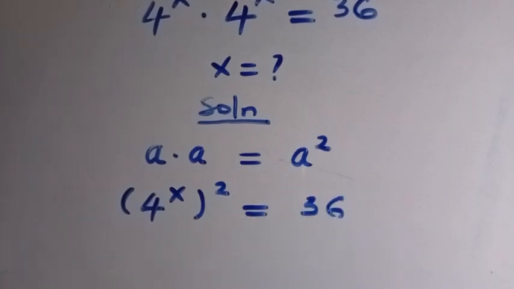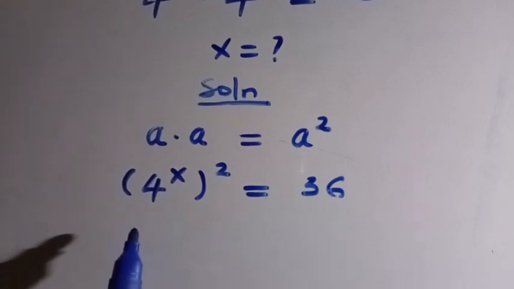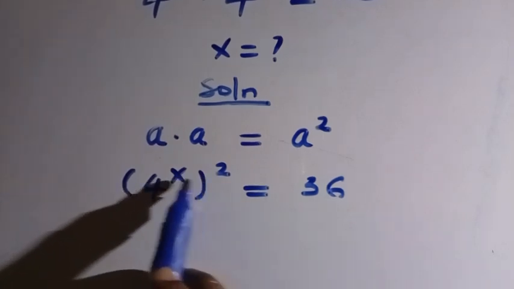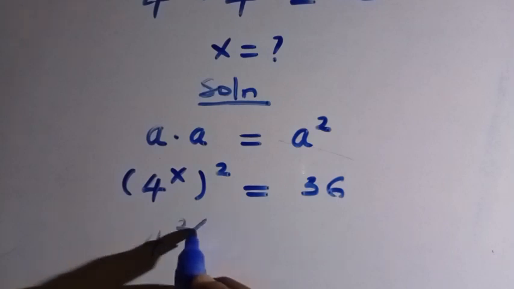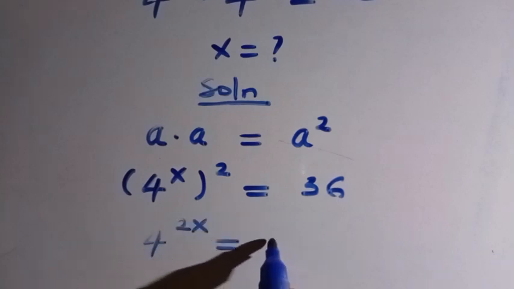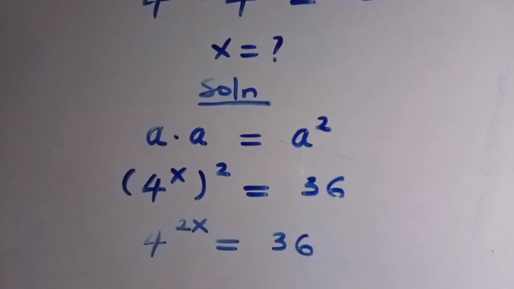36. Then by the rule of exponent, we can just multiply this together as 4 power of 2x equals 36.